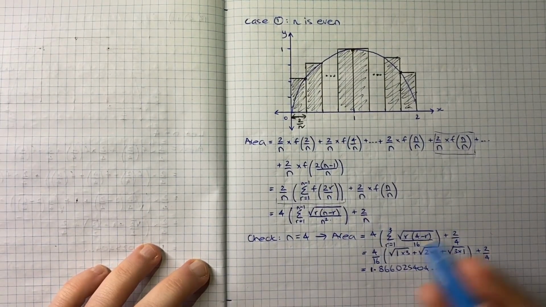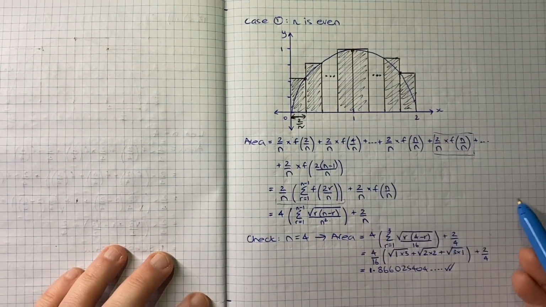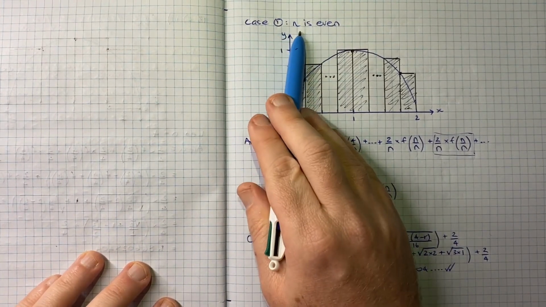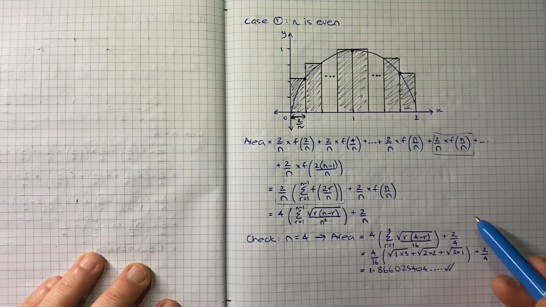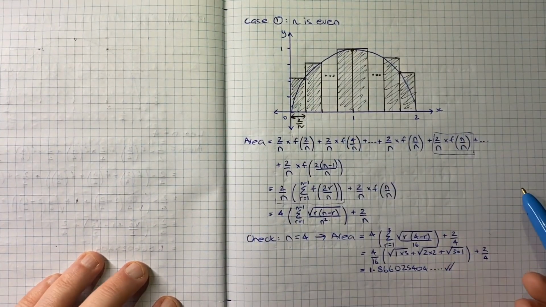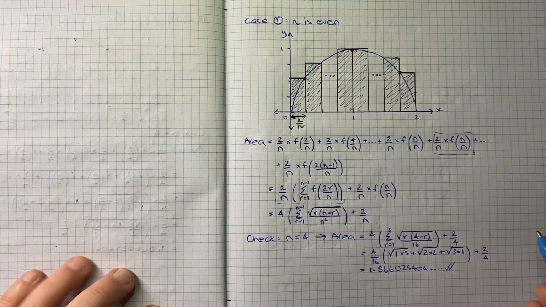The check passes, which gives us some comfort that we haven't made any mistakes. So that's the case where n is even. Now we need to go through that process again, check what happens when n is odd, and see if we get anything different. So I'll do that in the next video.